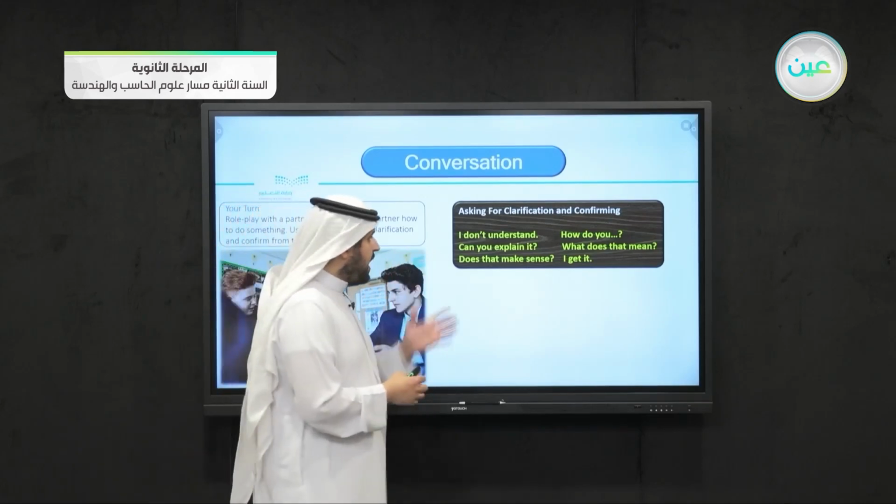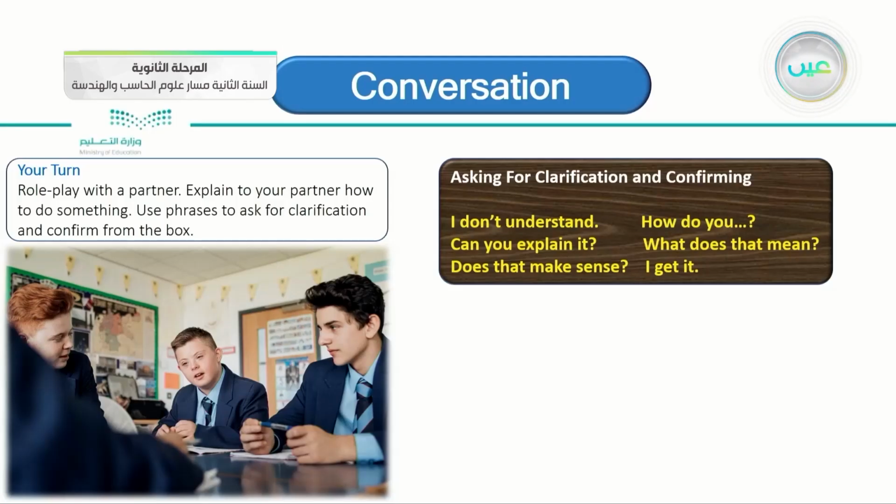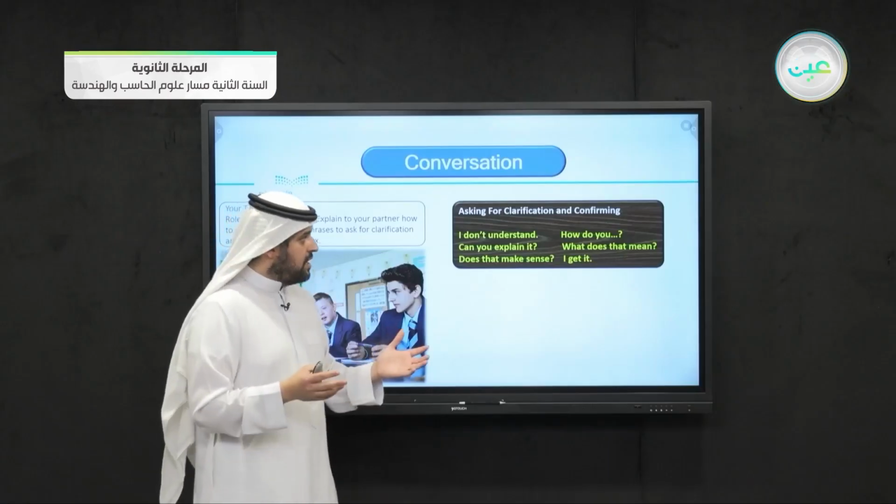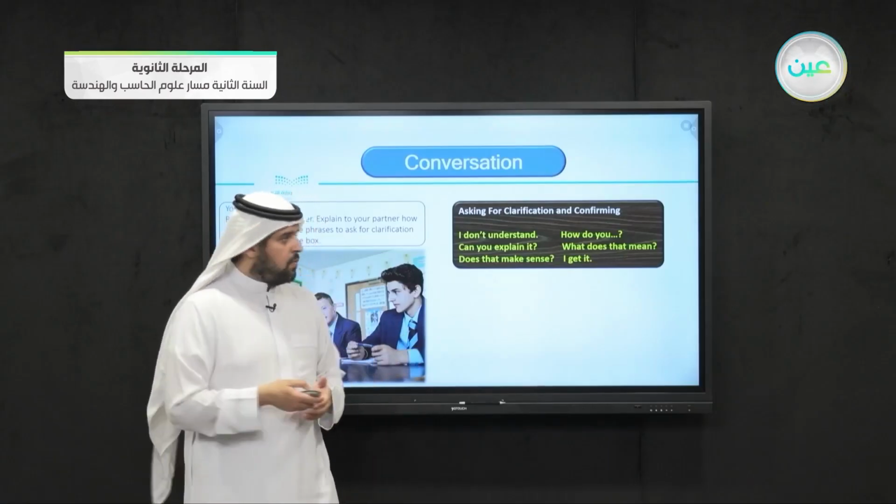For example, I don't understand. It means that you are asking for more clarification. Can you explain it? This is very obvious, asking for clarification. Does that make sense? How do you? Another, asking for clarification: what does that mean? This is also asking for clarification. I get it. When you say I get it, this is a confirmation that now I understand what you are saying.